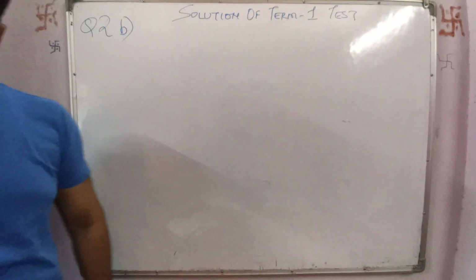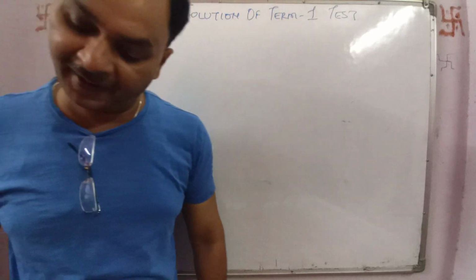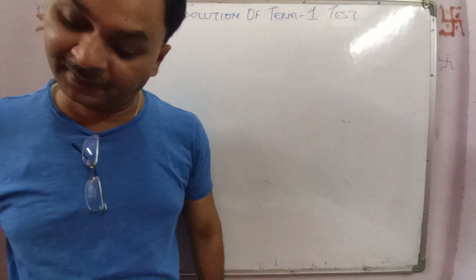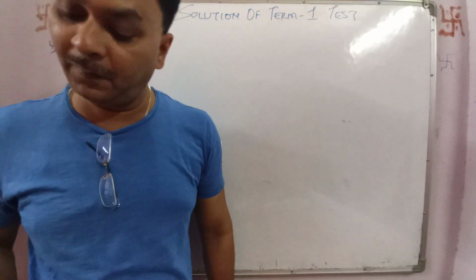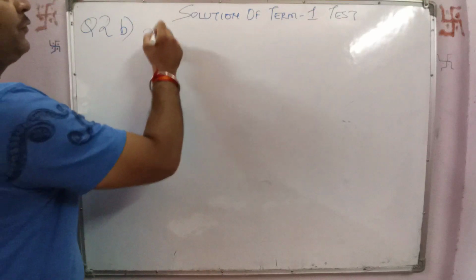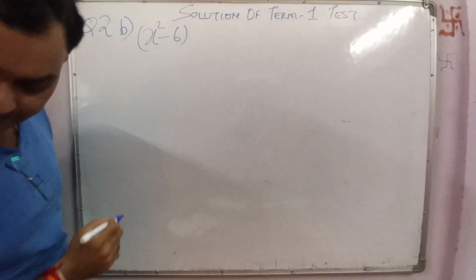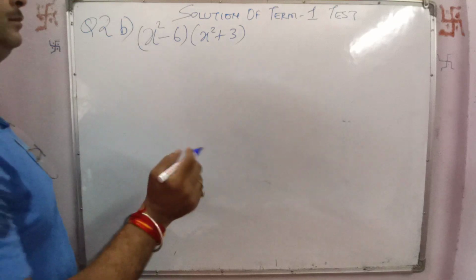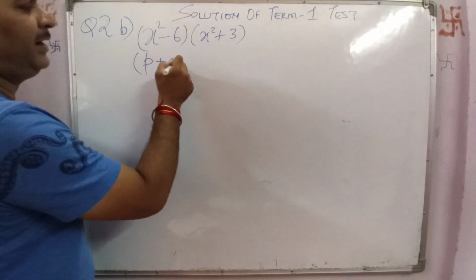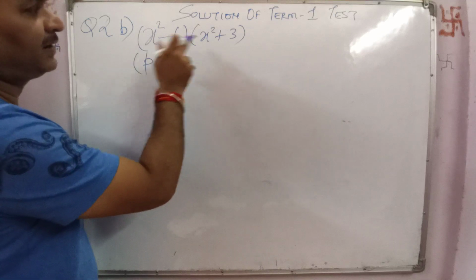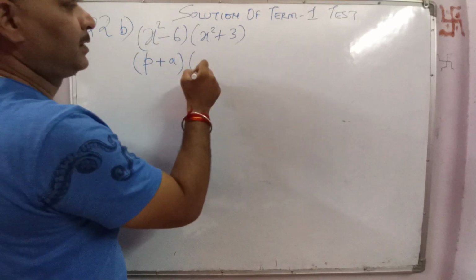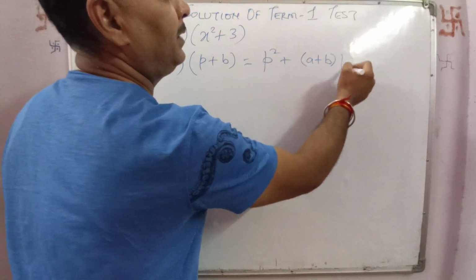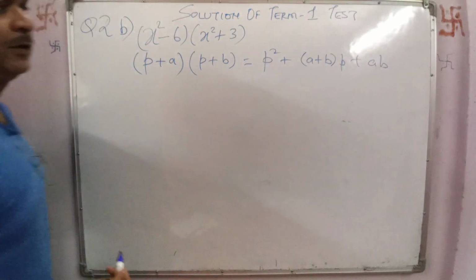Okay, using algebraic identities, find the product of expressions x square minus 6 and x square plus 3, and hence find its value if x is equal to minus 3. Okay, we need to find out the product of x square minus 6 and x square plus 3. So we will be using the formula (x plus a), but since x is over here, I am using p over here, (p plus a)(p plus b) is equal to p square plus (a plus b)p plus ab. Now this was the identity.